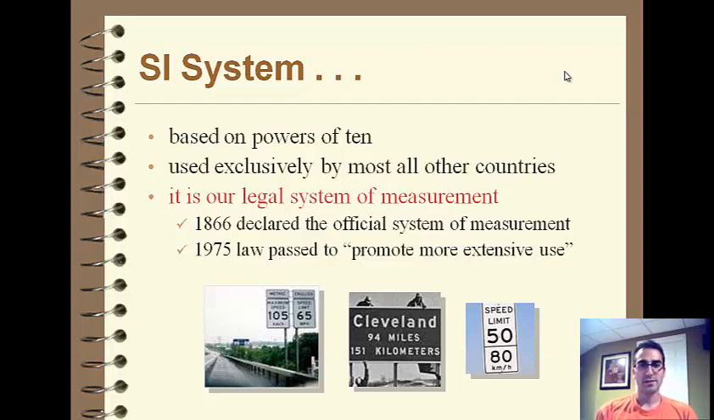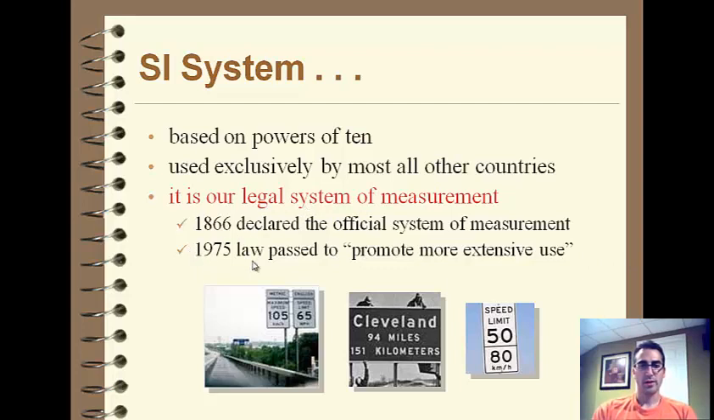Alright, so the SI system is based on the powers of 10, meaning as we increase the sizes of our numbers, they increase by one digit each increment. And so this is the power of 10. And it's used exclusively by most all other countries. The United States uses the English system, and mostly because of the history of manufacturing in the United States, it's very difficult to change the system.